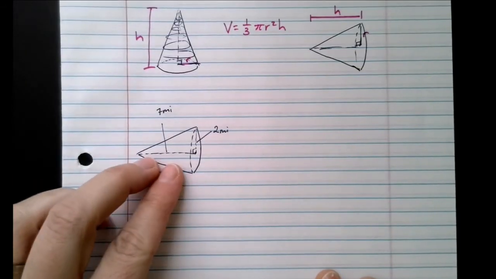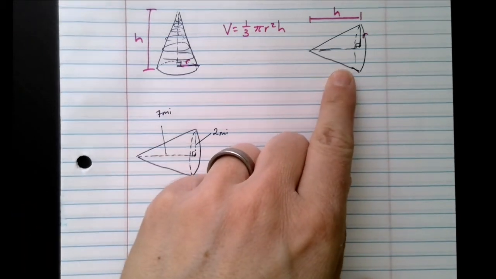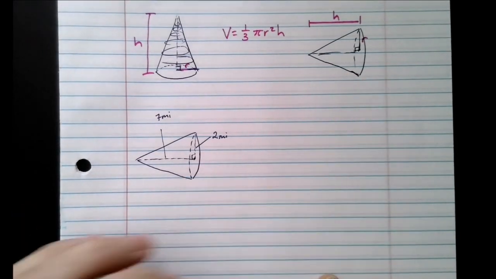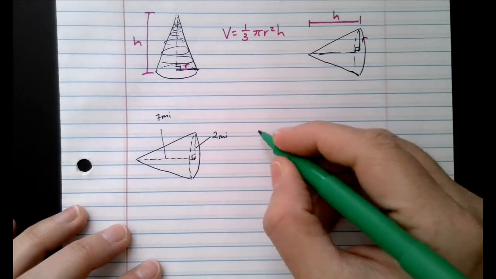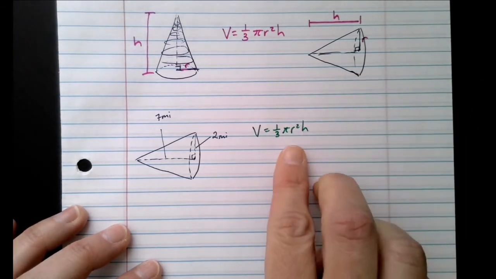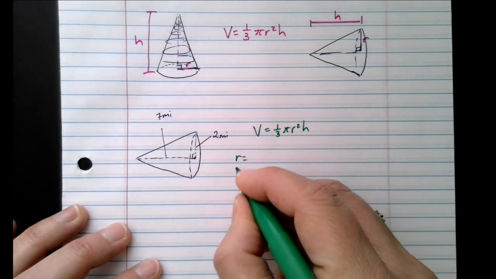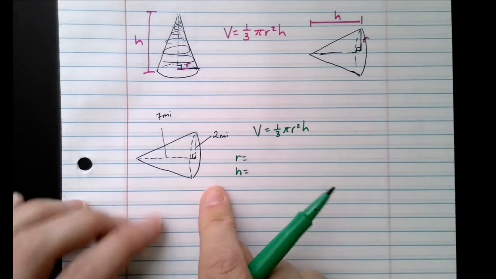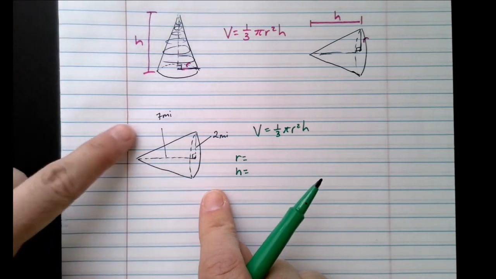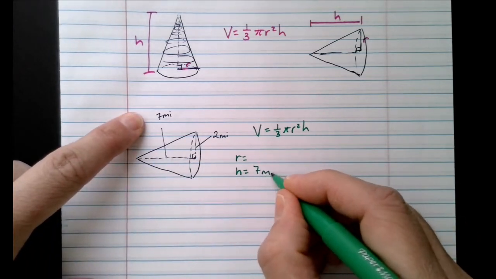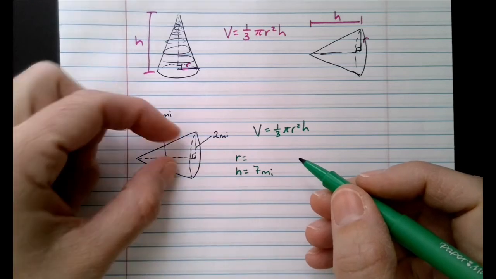So we can see our cone is on its side, so we're going to follow this diagram for guidance. And we know the volume formula. In order to use our volume formula, we need to know a radius and a height. By looking at our diagram, we can see the height of the cone is going to be 7 miles. And the radius is going to be 2.